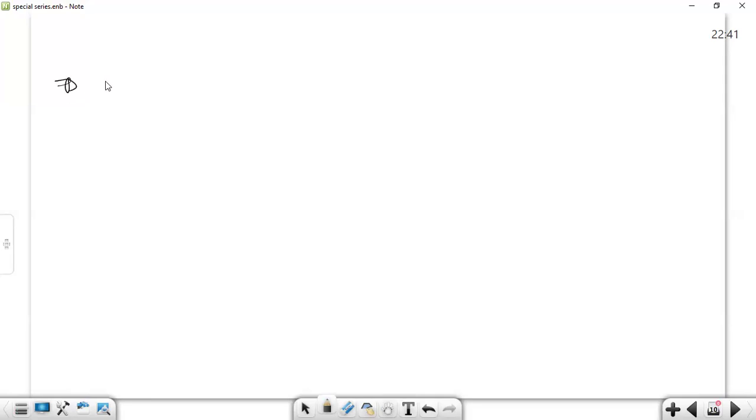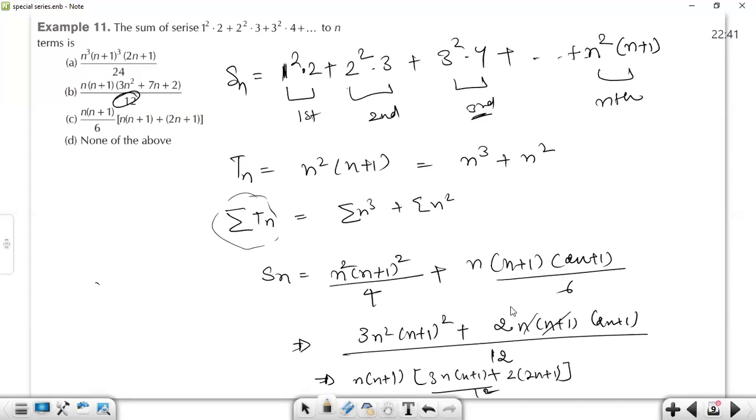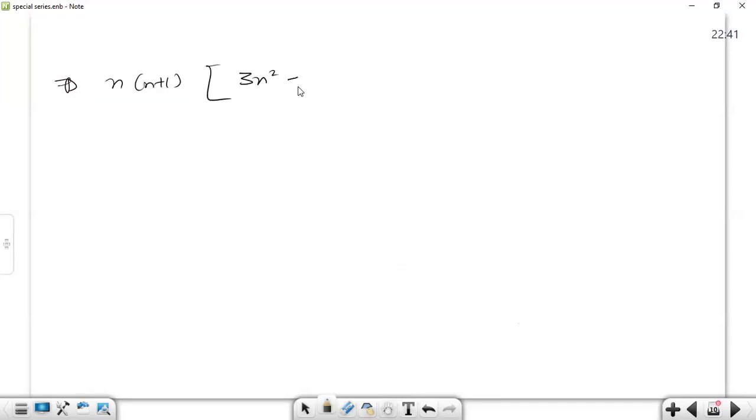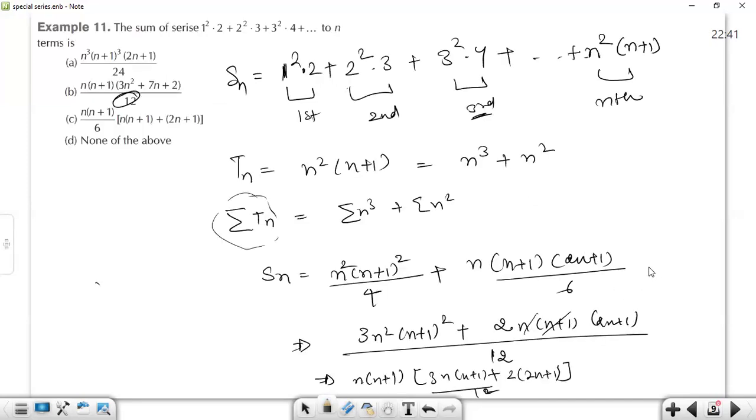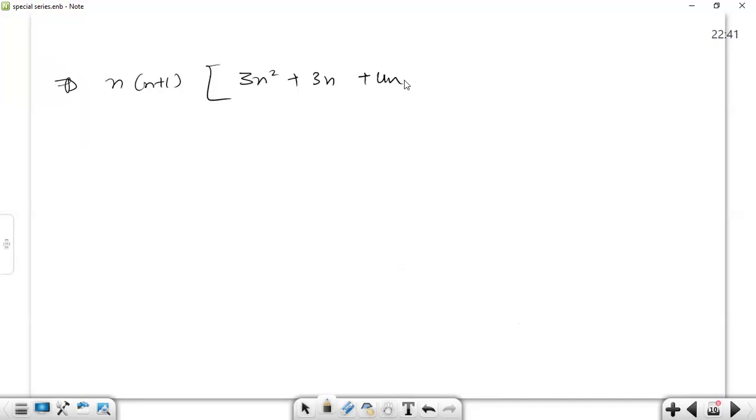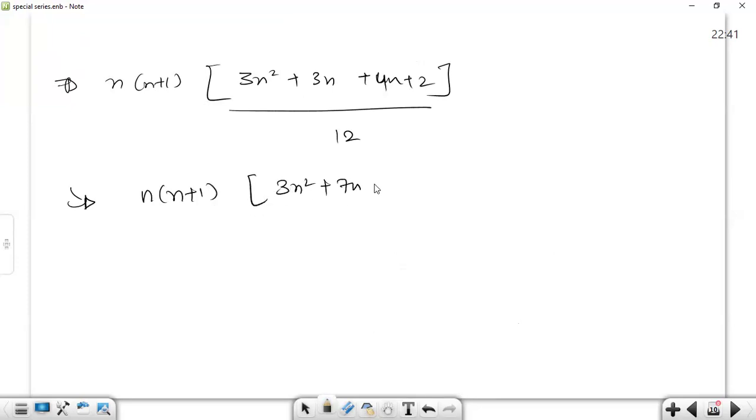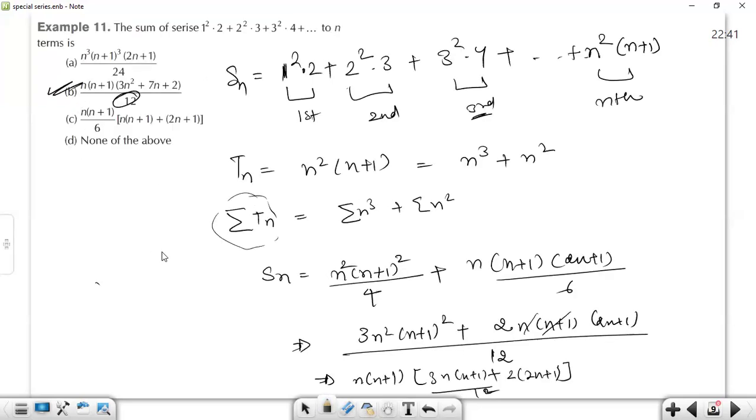So n into n plus 1 is common. 3n square plus 3n plus 4n plus 2, divided by 12. So n into n plus 1 into 3n square plus 7n plus 2, divided by 12. Let's see if there is any option. Yes, B is the option which is matching.